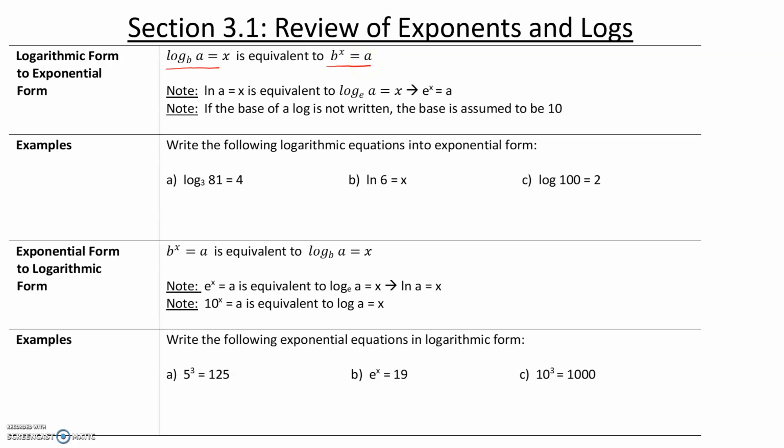There are two special cases. Ln, which is the natural log of a, is equivalent to log with base e. E is an irrational number, kind of like pi. If the base of a log is not written, then the base is assumed to be 10.